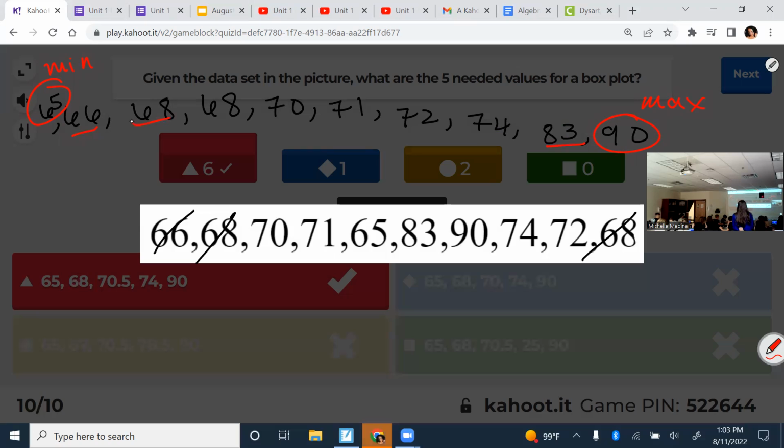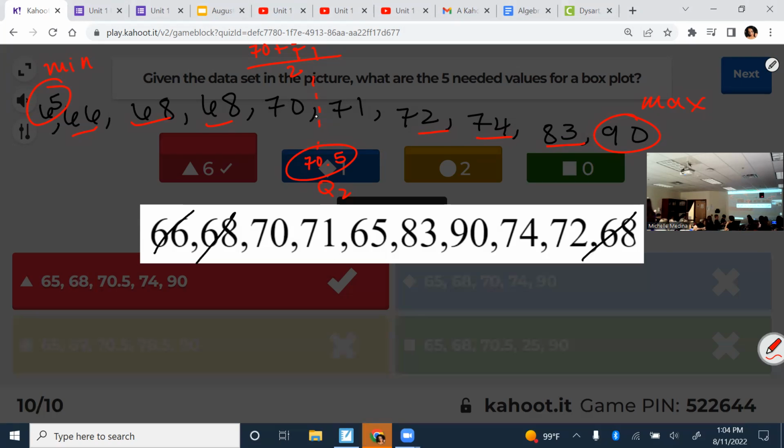Next, before I find my Q1 or Q3, I have to find my median of the whole thing, right? So just go left, right, left, right. Since I have 10 values, I should have two numbers in the middle. And then what do you do with those two numbers? Add them together into one. Good. So what's my median? 70.5 is your Q2. And it's between these two numbers, right?